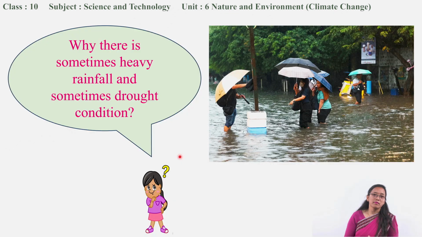But nowadays we are facing various problems in the environment. Sometimes we see heavy rainfall. Because of heavy rainfall, people are not able to walk here and there. And sometimes there is drought also. Why is it happening?